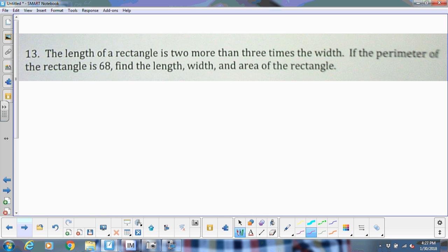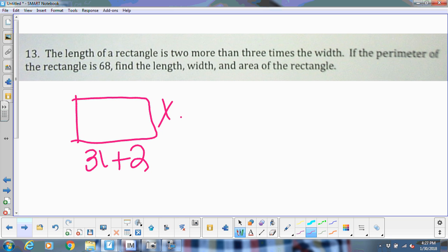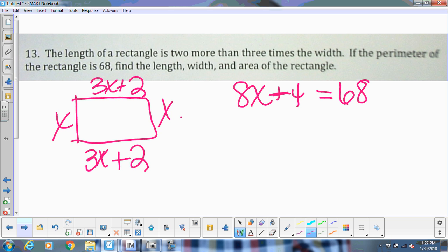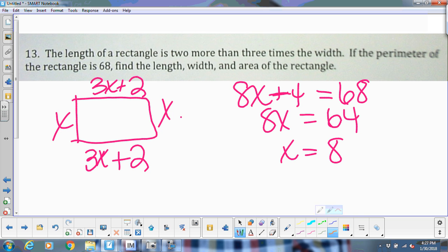All right, number 13, the length of a rectangle, so go ahead and draw your rectangle, is 2 more than 3 times the width. So your width is x, and the length is 2 more than 3 times x. Okay, so set that up. Add all your x's together, gives you 8x plus 4 equals 68. Move your 4. So 8x is going to equal 64. So x equals 8. I'm sorry, 8 is your width.